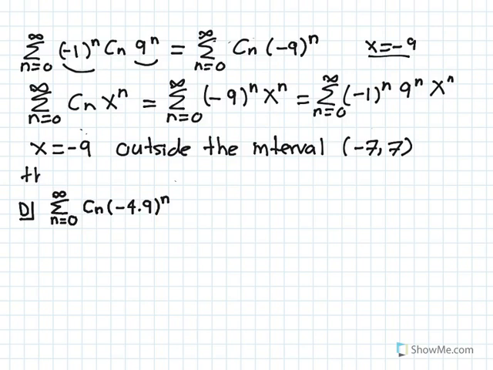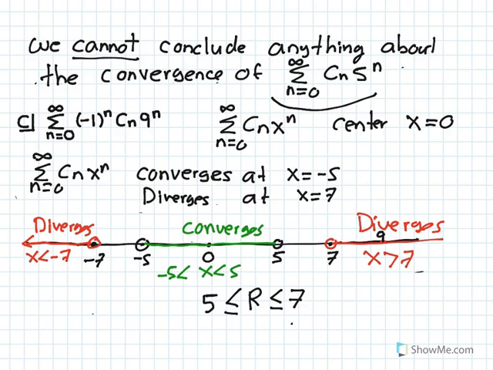The given series, summation n equals 0 to infinity, negative 1 to the power of n, c sub n, 9 to the power of n, diverges. Now, this is very important. I just want to look at this diagram again just to show you. When you draw this diagram, you know the values of x for which the series converges. We know between negative 5 and 5 for sure the series converges. We also know that this series diverges at x equals 7. That means for any value of x bigger than 7, the series diverges, and for any value of x less than minus 7, the series also diverges.